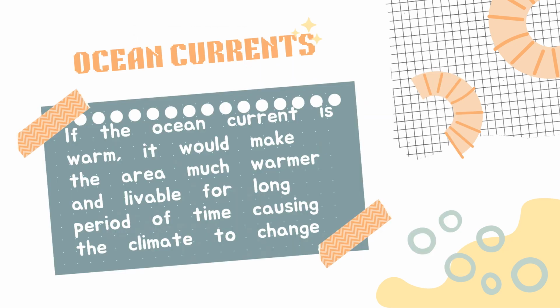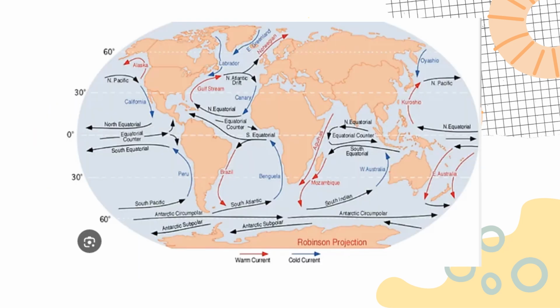The last factor that affects climate is the ocean current. If the ocean current is warm, it would make the area much warmer and livable for a long period of time, causing the climate to change. Ocean currents that bring cold water to inland make the climate cold, while ocean currents that take along warm water to coastal areas make the climate warm.